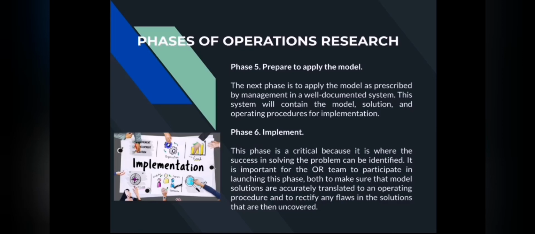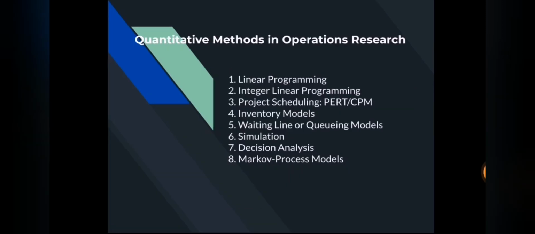And then you can proceed with the most critical phase, which is the implementation. And during the implementation, you rectify any flaws that are found or provide solutions therein. There are also several quantitative methods that we can use in operations research, among which that we will cover in this course will be linear programming, integer linear programming, project scheduling, inventory models, waiting line or queuing models, simulation, decision analysis, and Markov process models.